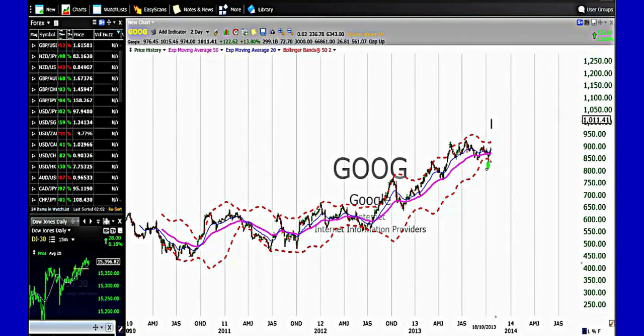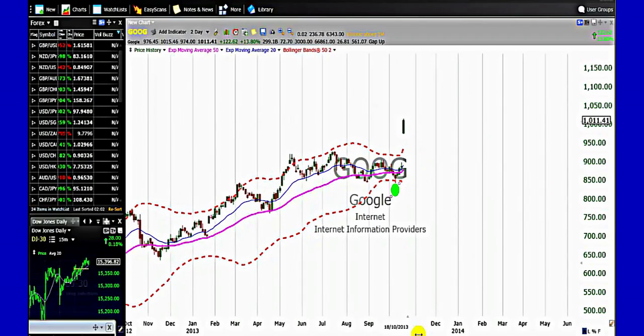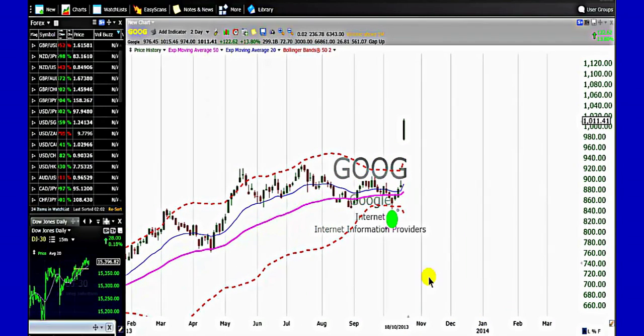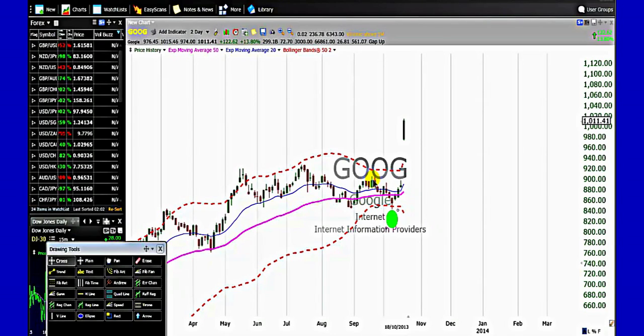This is Google stock on the 2 days chart, and then we have a beautiful setup here. You can see on this chart the exponential moving average 20, the blue line, is above the pink line, which is the exponential moving average 50, telling us that the bullish momentum is intact. Google stock, as you can see, the price pulled back to the edge of the lower band of the Bollinger Band 50 volatility 2, where I put the green spotlight here.